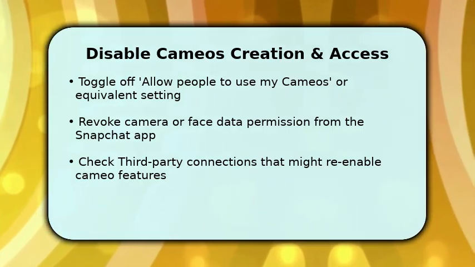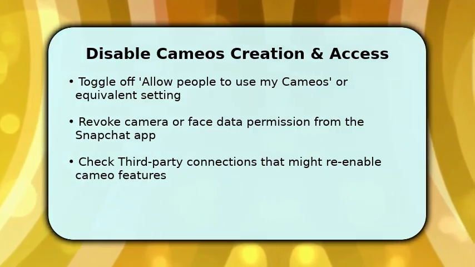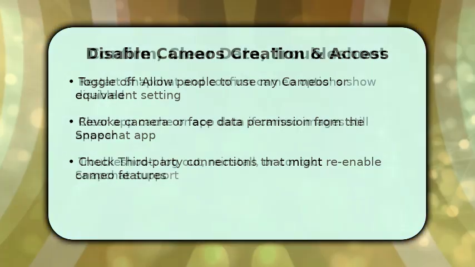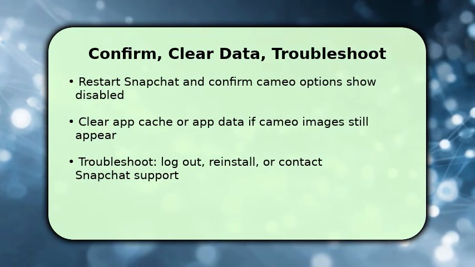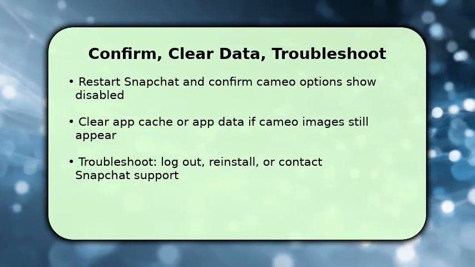Finally, inspect linked third-party apps and revoke any that list Cameo or avatar access because they can re-enable or proxy Cameo creation. Finish by restarting the app and verifying the Cameo toggles remain off. You should not see the Cameo creation prompt anymore.